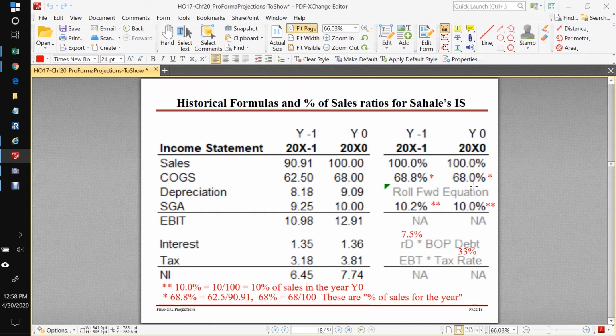So 68.8 to 68, 10.2 to 10, even though sales grow by 10%, as a percent of sales, SG&A and COGS remain relatively constant. And that's very, very common. This is nothing I've fudged up for us. This happens as long as the future is looking kind of like the past. This holds up extremely well.